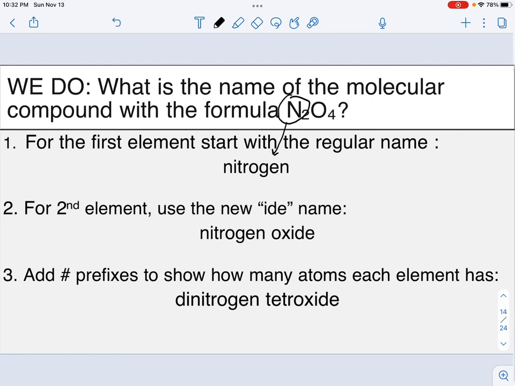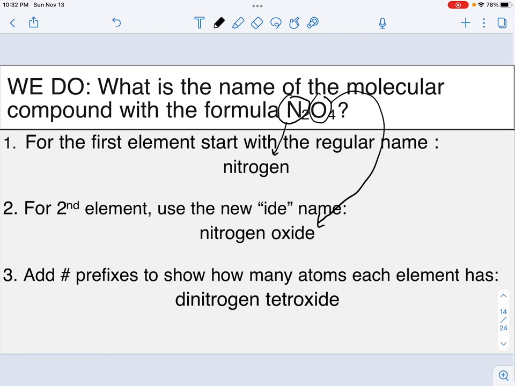Rule number 2, for the second element, you're going to use its new transformed "ide" name. So our second element is oxygen. Oxygen becomes oxide. Hopefully that's becoming easier for you to understand.